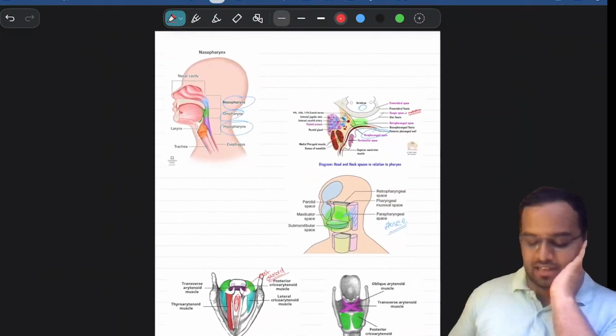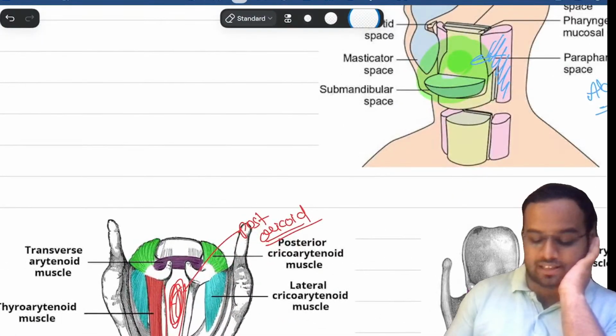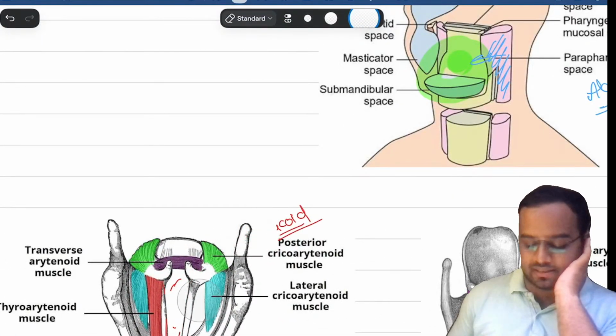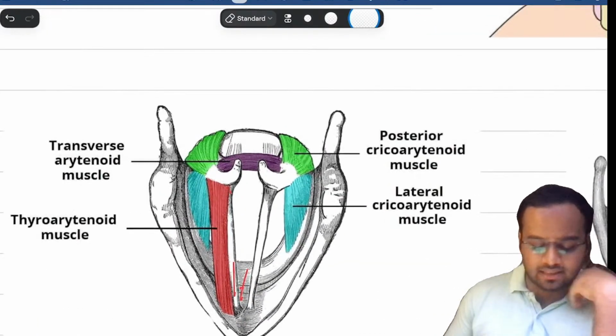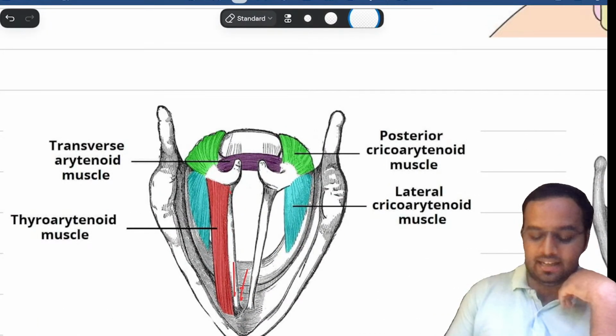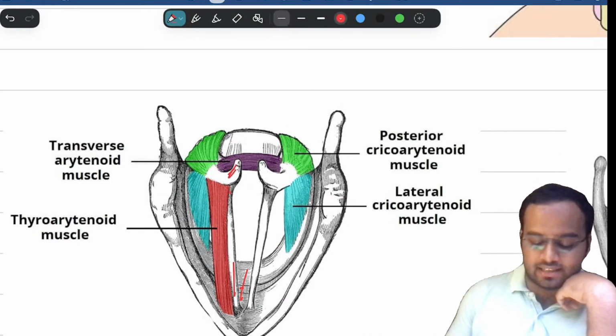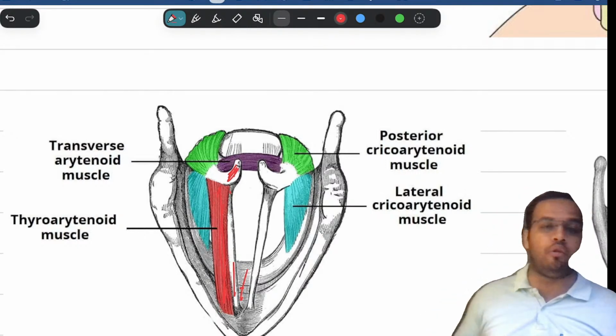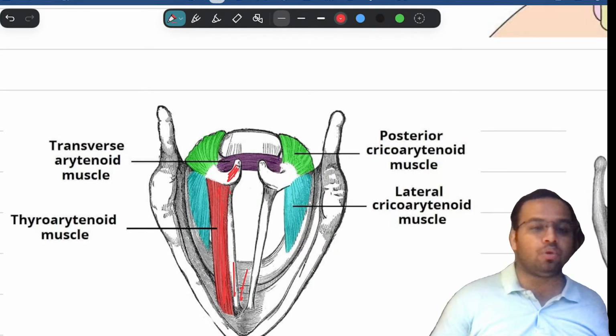So let's go and let's see. What you can see here, yes, you can see all the muscles. So what are the muscles? Yes, it is the thyroarytenoid muscle. It is going from the arytenoid cartilage to the thyroid cartilage, and this is going to form what is called a true vocal cord.